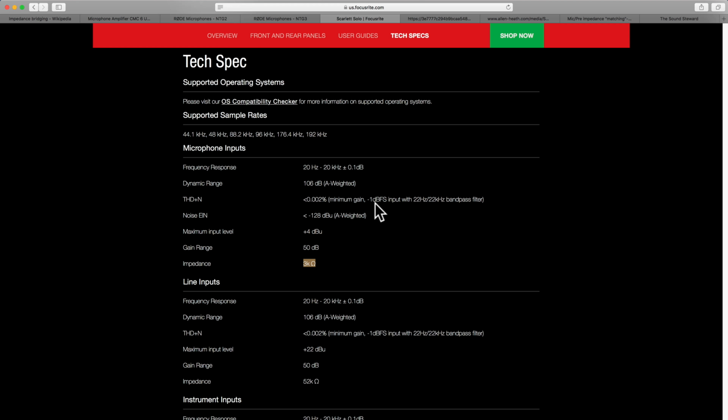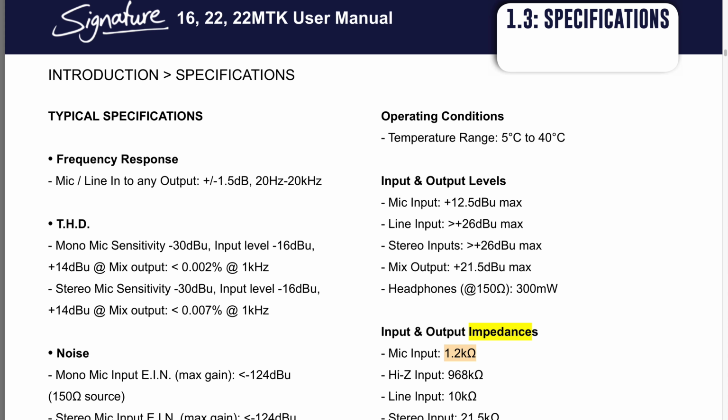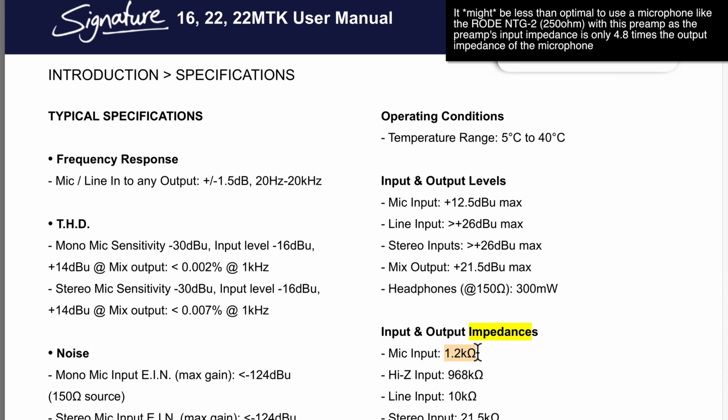And again, this one is their Scarlett line. So this is kind of their entry line of audio interfaces for computers. Scarlett Solo in that case. Here is a live mixer. So this is made for sound reinforcement. It's an analog mixer by a company called Soundcraft. And it actually specs its mic input at 1.2 kilo ohms or 1,200 ohms.